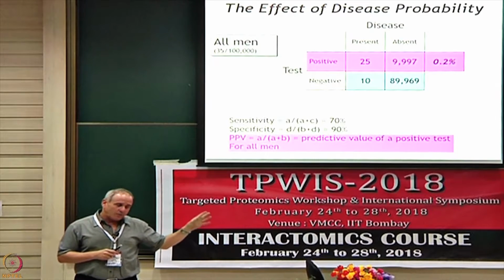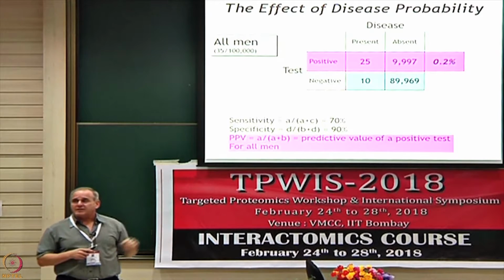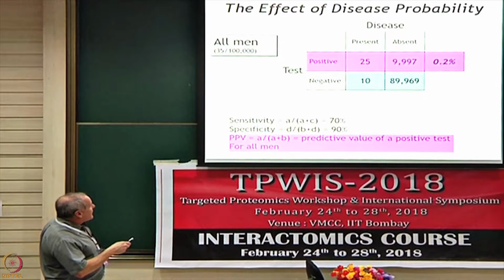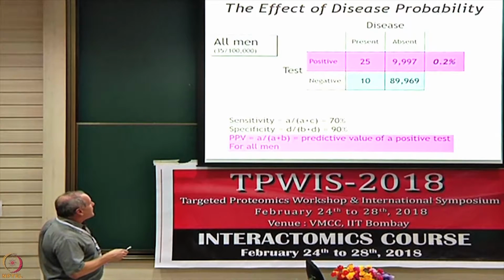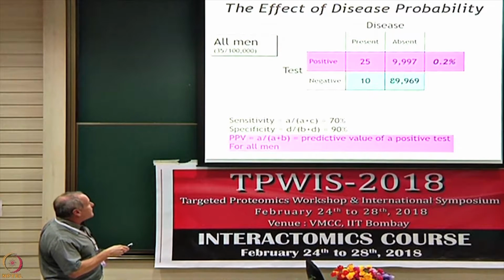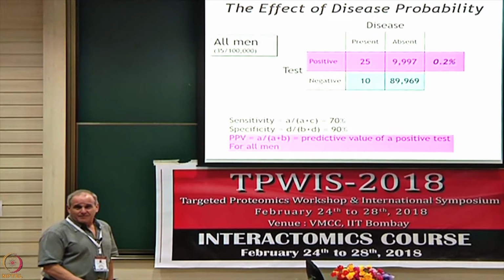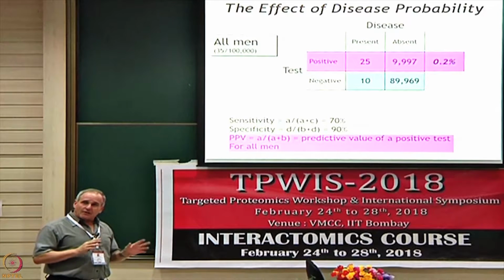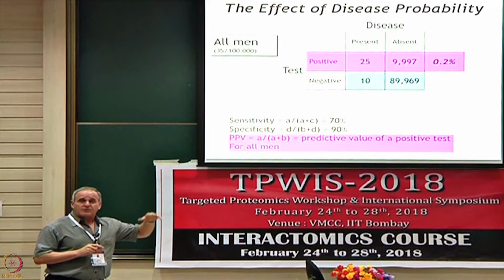Let's look at all men, 35 men in 100,000 that have the disease. So now let's do the math again. The population that has the disease is 35. The population that doesn't is everybody else, out of 100,000. Still, we have a 70% sensitivity here. And here, we still have a 90% specificity. Look at how good that test is, 0.2%. So the take-home message here is that depending on the population, the positive predictive value changes dramatically.